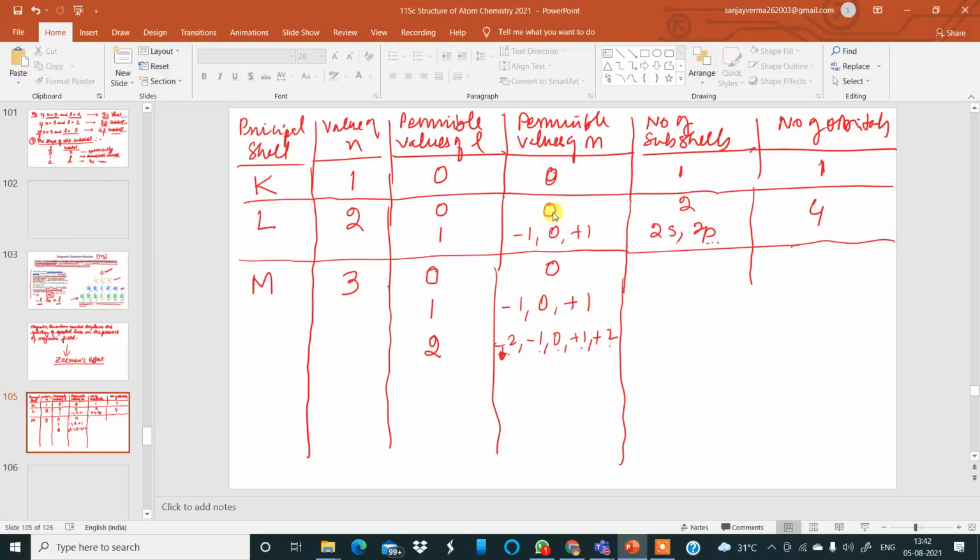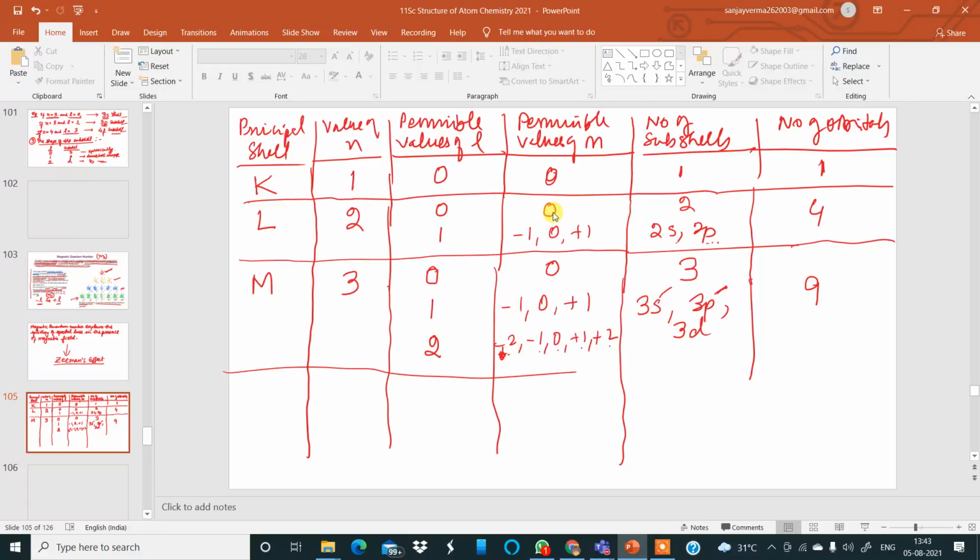Then your total number of subshells will be s, p, and d, 3 of them. And what are those subshells? 3s, 3p, and the third one is 3d. Now, what is the number of orbitals? Let us see. 3s is 1, 3p is 3, 3 plus 1, 4, 4 plus 5 is 9. So here I will have 9 orbitals for the principal shell M, whose value of n is 3.